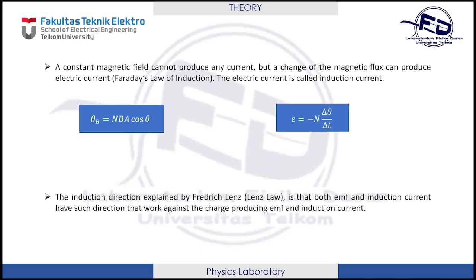It is important to note that a constant magnetic field cannot produce any current, but a change of the magnetic flux can produce electric current. According to Faraday's law of induction, the electric current is called induction current. The induction direction explained by Frederick Lenz, as in Lenz's law, is that both EMF and induction current have such direction that work against the change producing EMF and induction current.